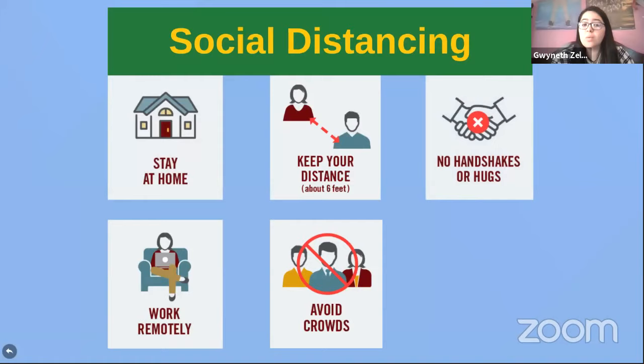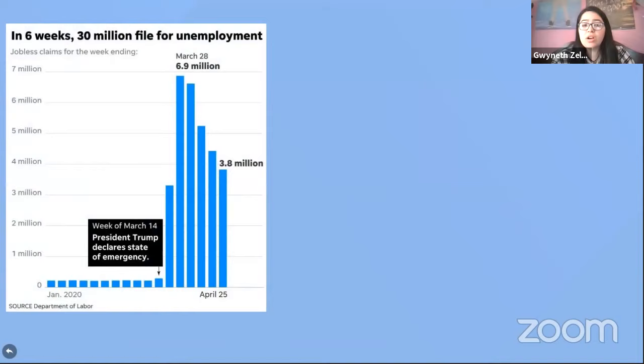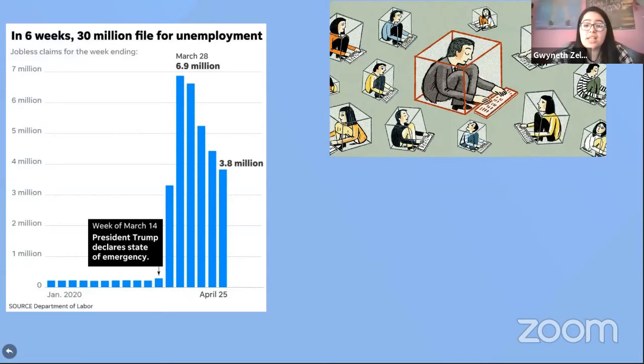Social distancing has affected people across the country. In fact, 20.5 million Americans filed for unemployment in April, with the unemployment rate reaching 14.7%, which hasn't been this high since the Great Depression. Some people are starting to feel boxed in.